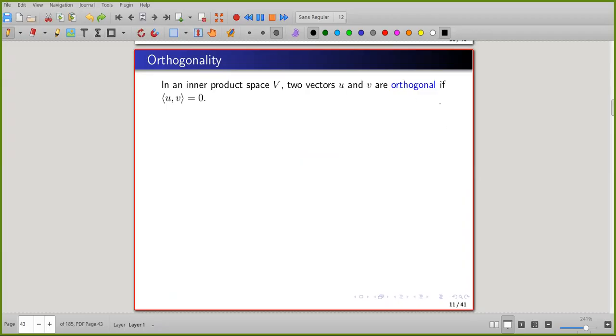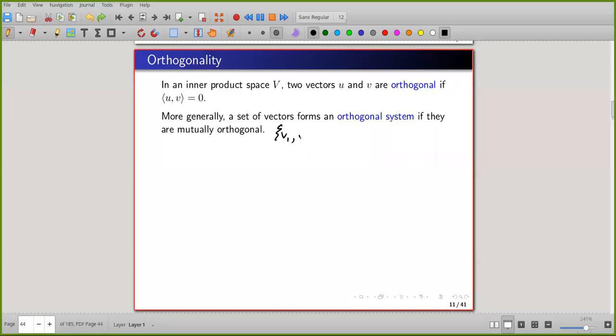So more generally, a set of vectors forms an orthogonal system if they are mutually orthogonal. We can take any set of vectors, let's say v1, v2, up to vr, in V, and we say that this forms an orthogonal system if the inner product of vi and vj is 0 if i is not equal to j.